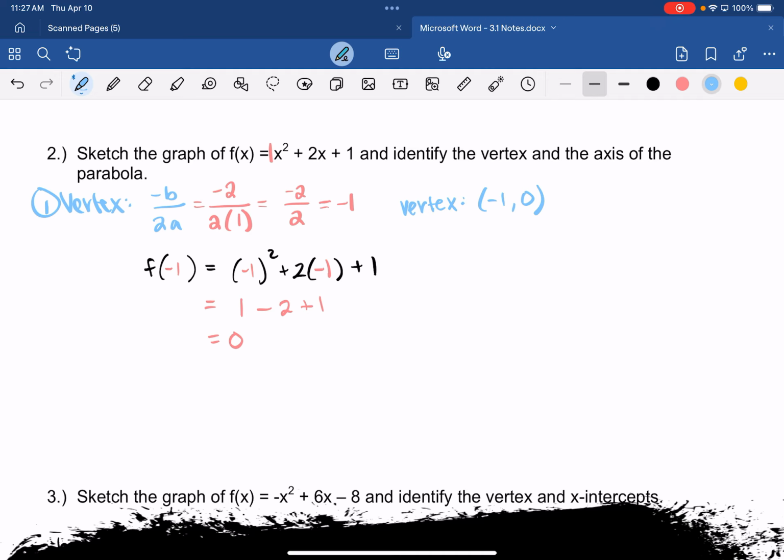Any questions on how I find the vertex? Start with your x, with my formula negative b over 2a. Then plug what you find back into the equation. All right, once we find the vertex, let's go straight into our vertex form now. Vertex form, which we know is a times (x minus h) squared plus k.